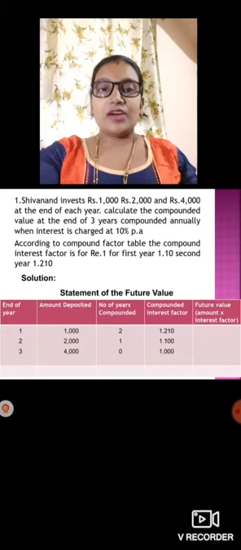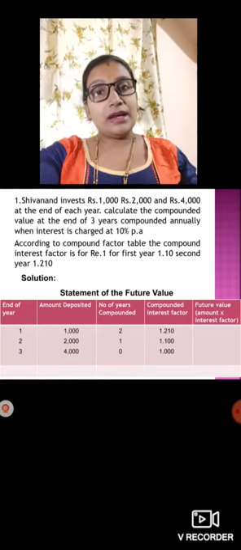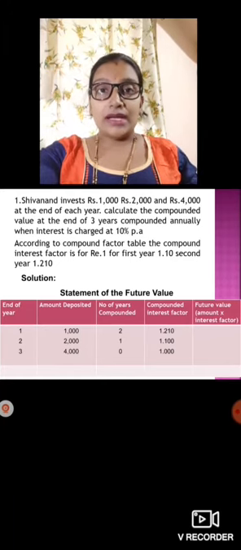And for 1 year they have mentioned it is 1.10. Then for 2 years they have mentioned 1.210. These compounding interest factors you have to write depending upon the number of years compounded, not the end of the year. You have to consider the number of years compounded here. So for 2 years it is 1.210, for 1 year it is 1.100, and for 0 they have not mentioned anything, so we have considered 1.000 here, whether they mention it or not.